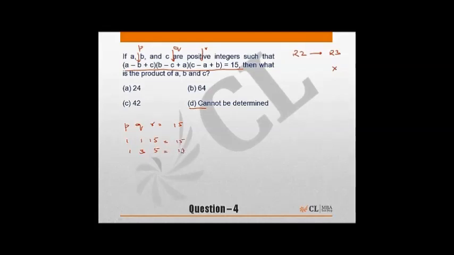Equal to 15. So there are 2 cases. Any other case possible? No, because the only factors of 15 are 1, 3, 5 and 15. Okay, so these are the only 2 cases possible. Let's look at the first case.